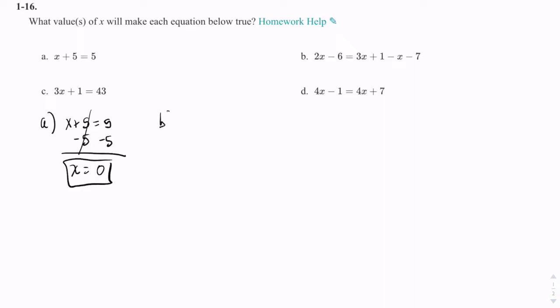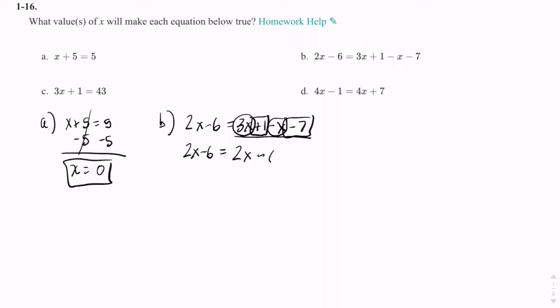For b, we have 2x minus 6 equals 3x plus 1 minus x minus 7. So before we start moving variables or constants from side to side, what I want to do is simplify this side, right? So this side I'm going to leave alone. So I have a 3x and a negative x, right? 3x and negative 1x is 2x. And then I have a positive 1 and a negative 7. And a 1 and a negative 7 is a negative 6, right?